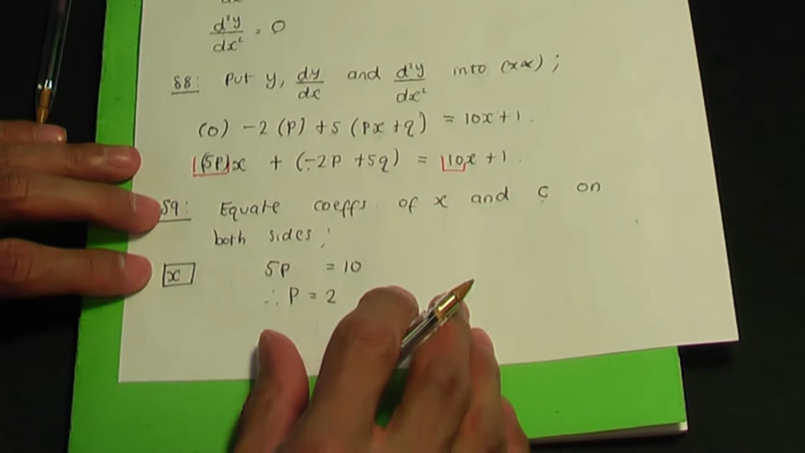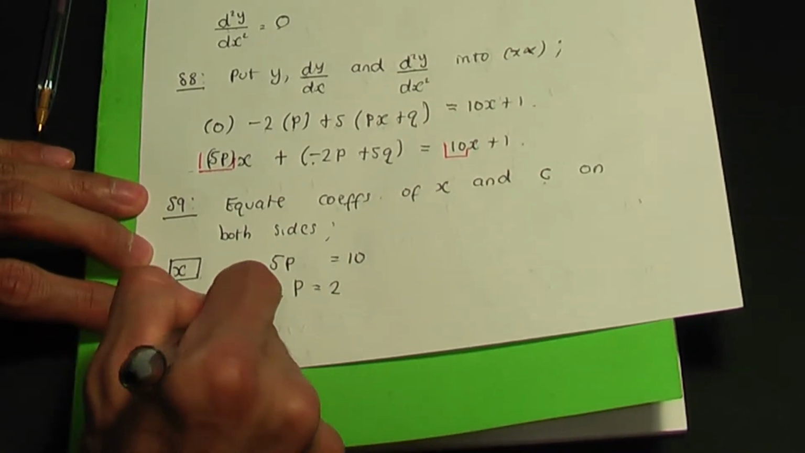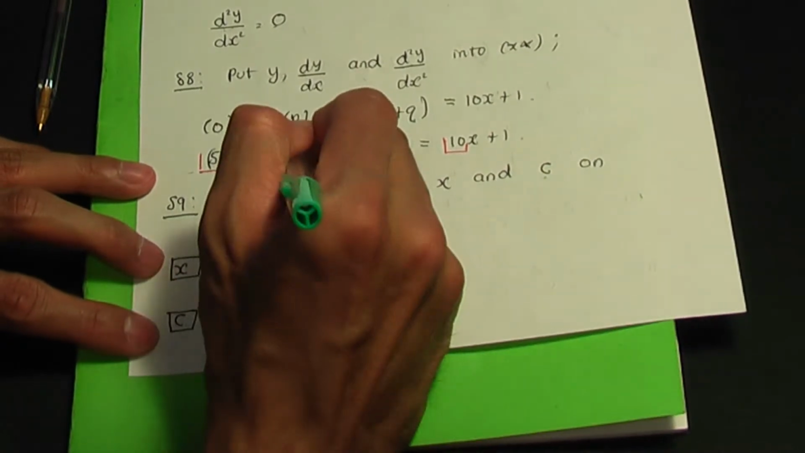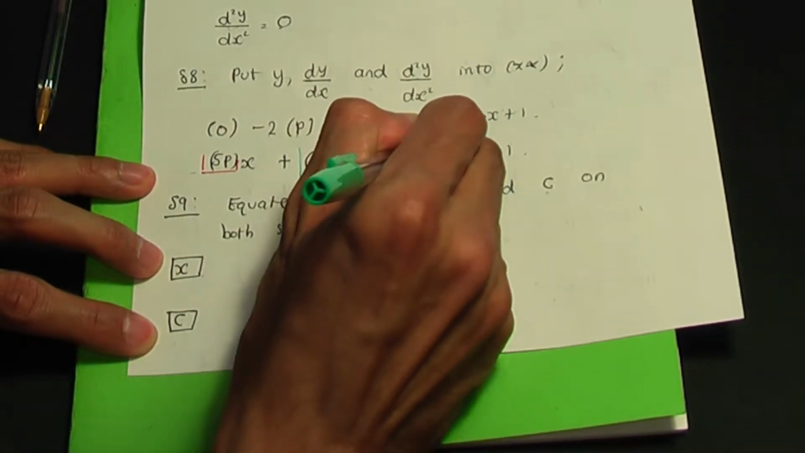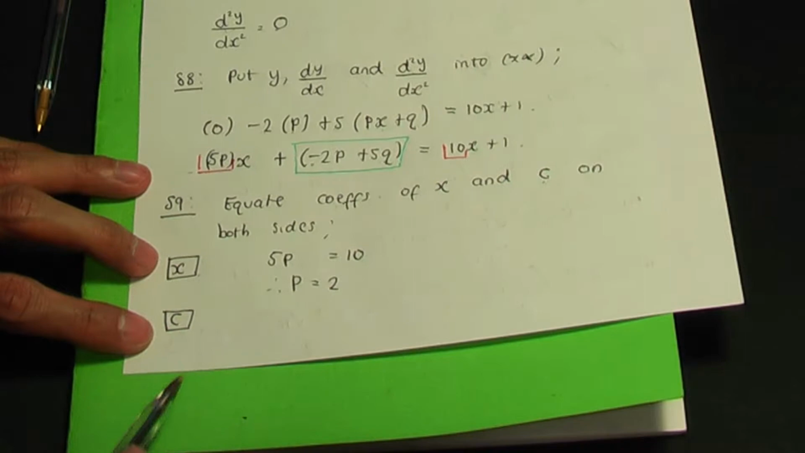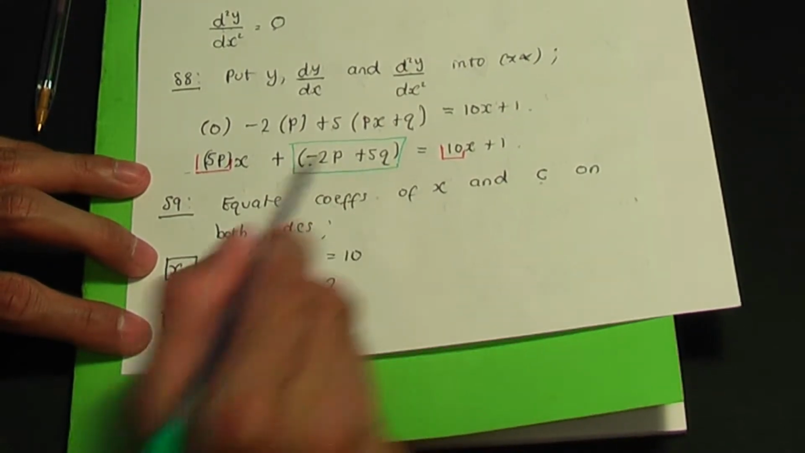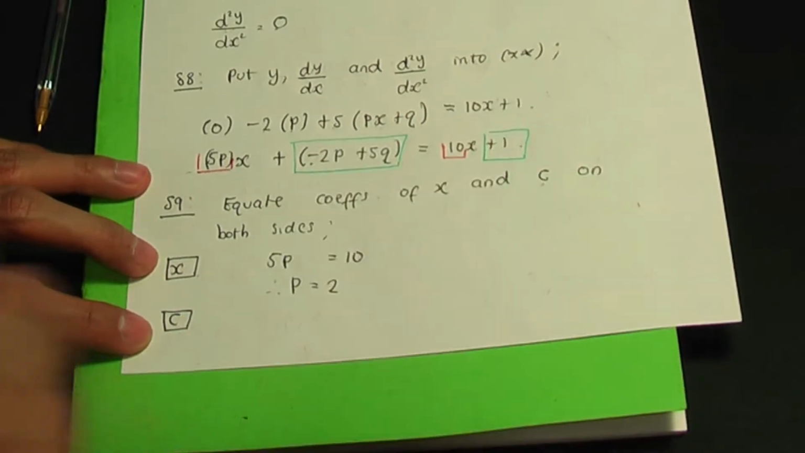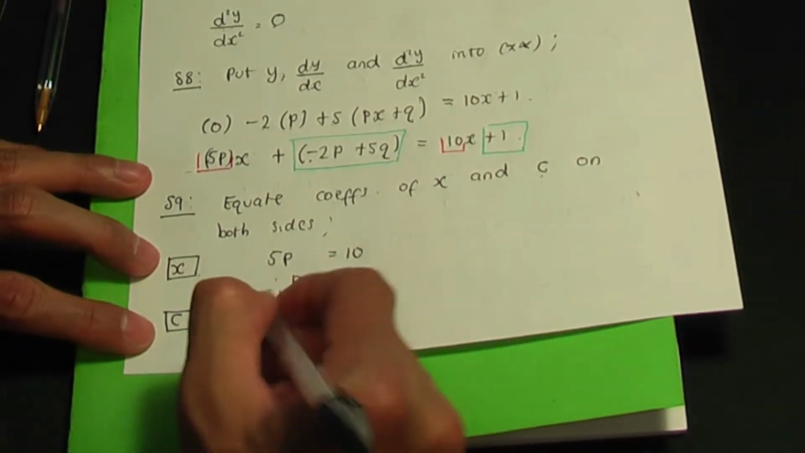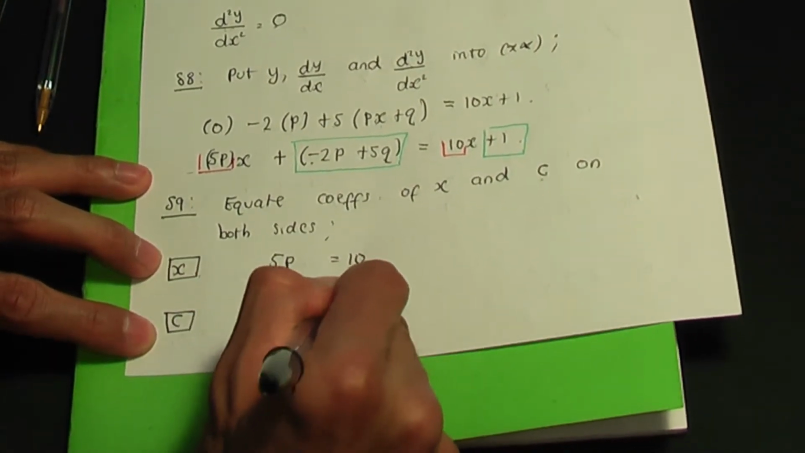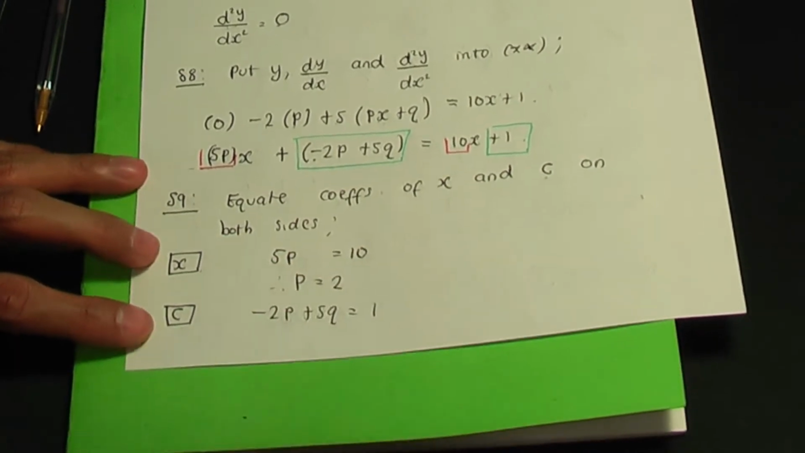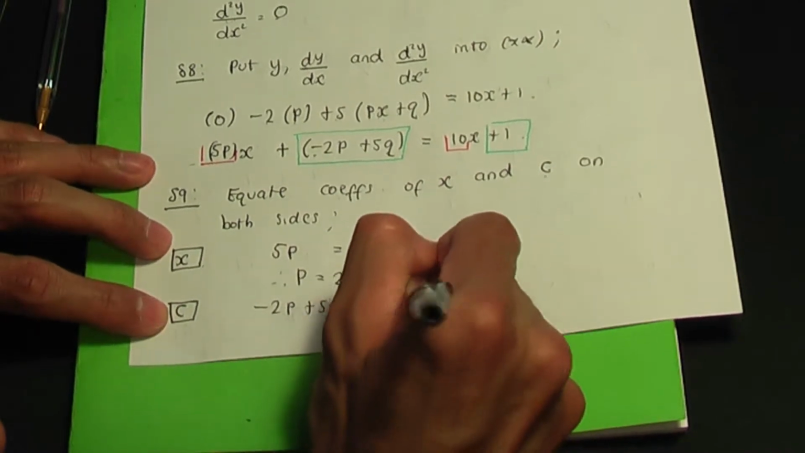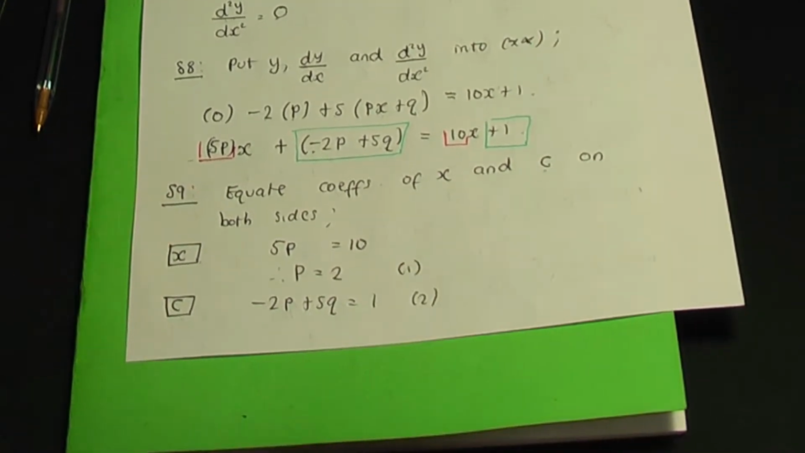Okay? Let's do the same with constants. So let's equate the constants on both sides. So the constant on the left hand side, highlighted in green, is minus 2p plus 5q, and the constant on the right hand side is plus 1. So in this case, minus 2p plus 5q is equal to 1. Okay, so you can name these equations if you want, 1 and 2.